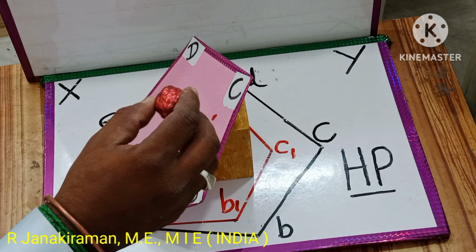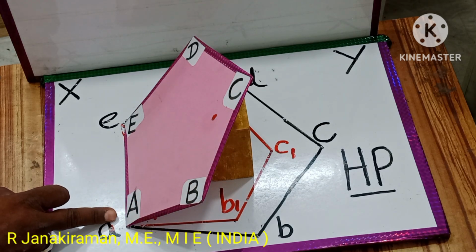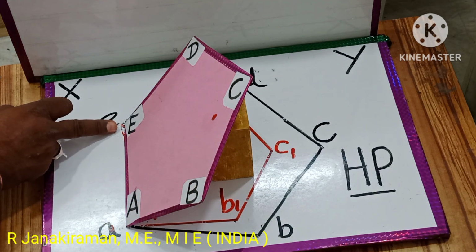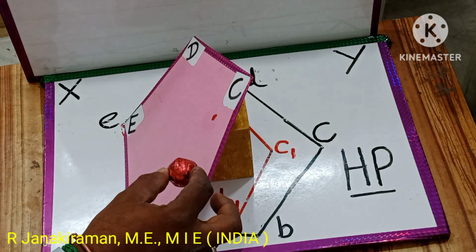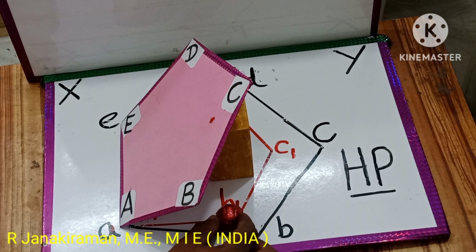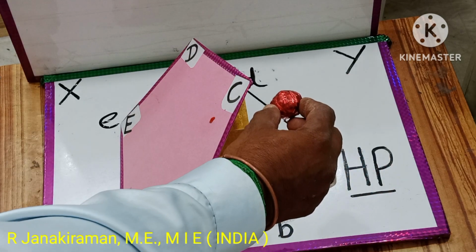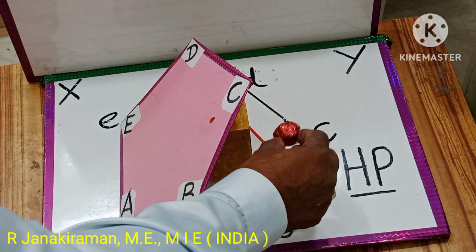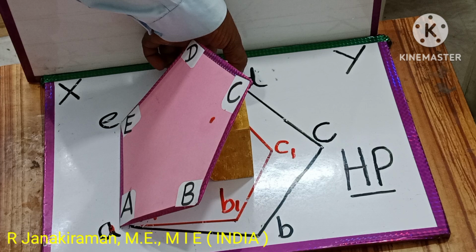Consider the spherical as a point A. A is already having contact on the horizontal plane. Similarly, E is having contact on the horizontal plane. Consider this as point B, spherical, projected on the horizontal plane, is marked as B suffix 1. Similarly, C is projected on the horizontal plane, marked as C suffix 1. Similarly, D is projected on the horizontal plane, marked as D suffix 1.